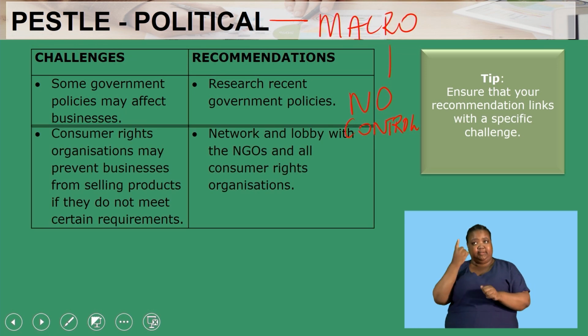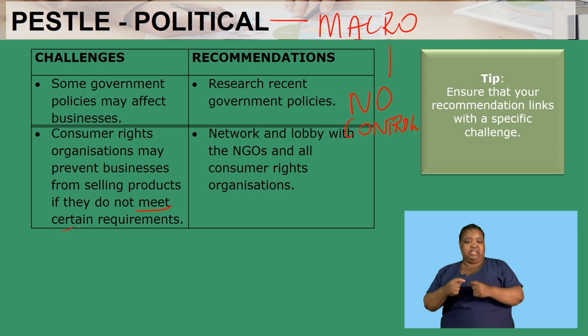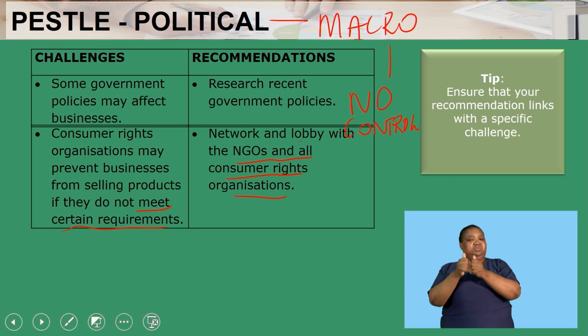Right, it says here consumer rights may prevent businesses from selling products if they do not meet certain requirements. Remember, with consumer rights, we've got a legislation called National Consumer Rights. They tell us exactly as a business what should be sold or should not be sold. Therefore, it becomes a challenge because we are told that no, that cannot go onto the market or to the customers, or else we can be reported. So it becomes a challenge. Like I said, we've got no control. So what should be done? Network and lobby with the NGOs and all consumer rights organizations. So you can do that.